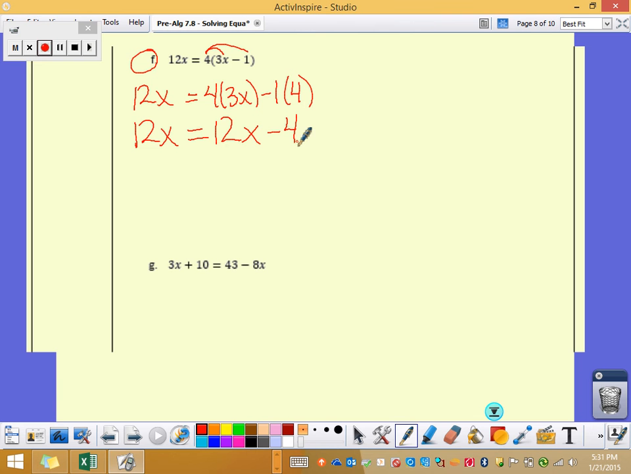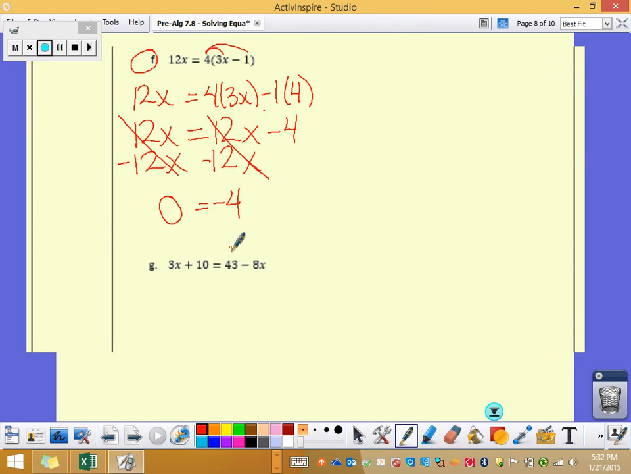I'm going to move my variable to the left side. So in order to do that, this is a positive 12x, so I have to subtract 12x from both sides. Those 12x minus 12x, those are opposites. If you have 12x's and I take 12 away, you're left with 0. In this case, we actually have to write 0 because there's nothing else left on the left side. And left on the right is a negative 4.